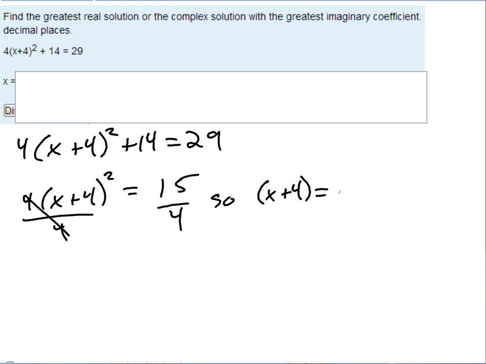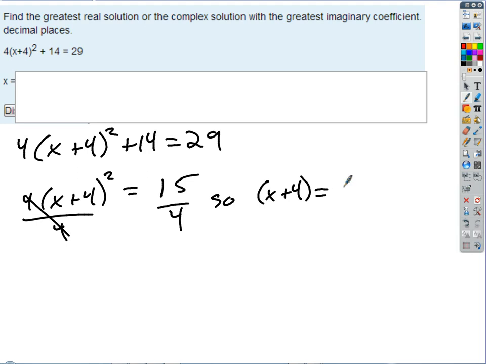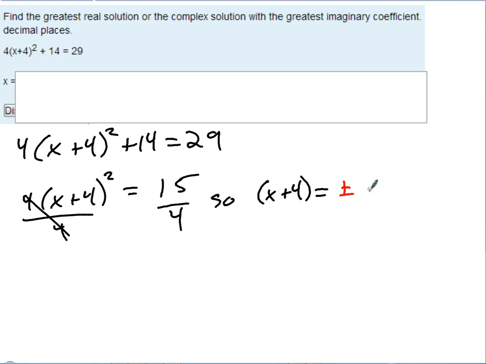So x plus 4 equals plus or minus, good. Plus or minus the square root of 15/4. Now what is the square root of 4? It's 2. So I could write that as the square root of 15 over 2, might as well.